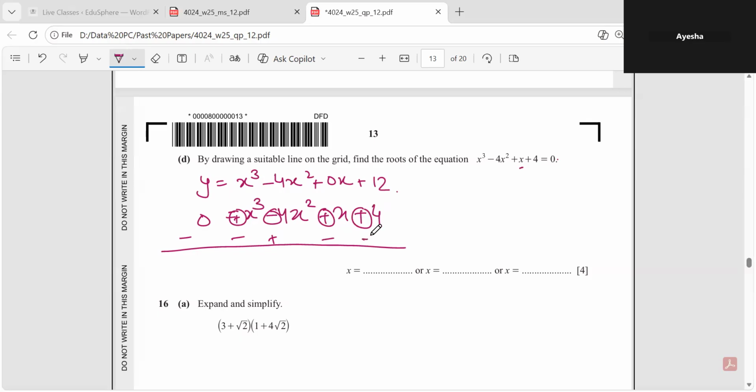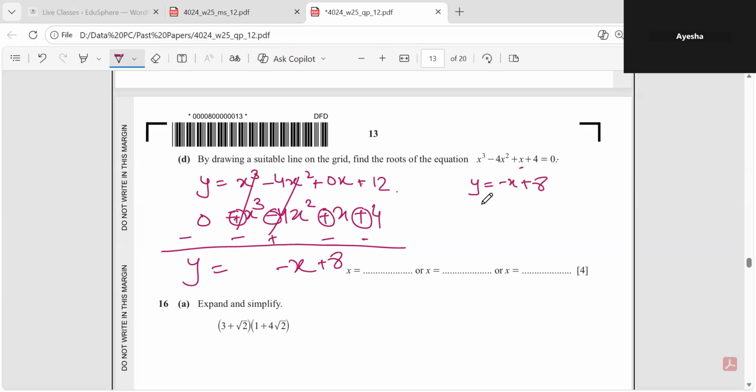So what do we get? We get y, because y minus 0 is y. This is cancelled, this is cancelled. So we get minus x, and 12 minus 4 is plus 8. Now this is the line. So first of all, we have to draw this line: y equals minus x plus 8.